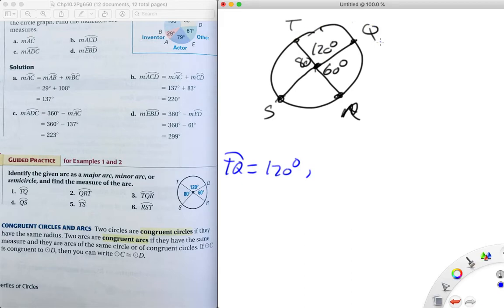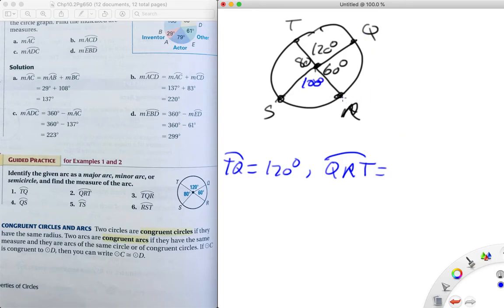QRT, QR, and then T way over here. In order to find what RS is, they all measure to 360 degrees. So we have 120, we have 80, so that's 200, we have 260, and then a full circle is 360 degrees on one rotation, so we have 100 left. So RS is 100 degrees.